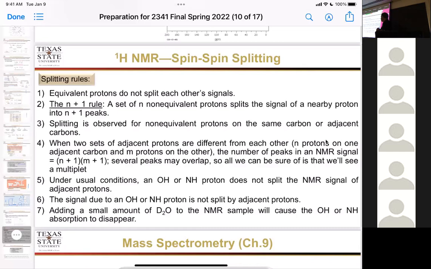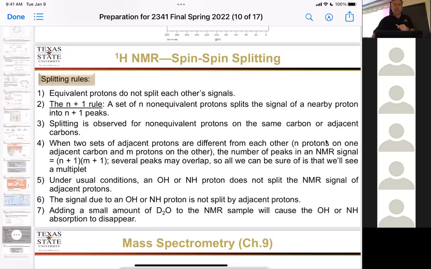And then you can actually do something really fun, an experiment where if you think you have an alcohol and you think you know where the alcohol peak is, you can add deuterium to that. And guess what? Deuterium is invisible at that frequency. And actually that OH peak will go away. You can see that because it exchanges very quickly, because it's the most acidic proton.